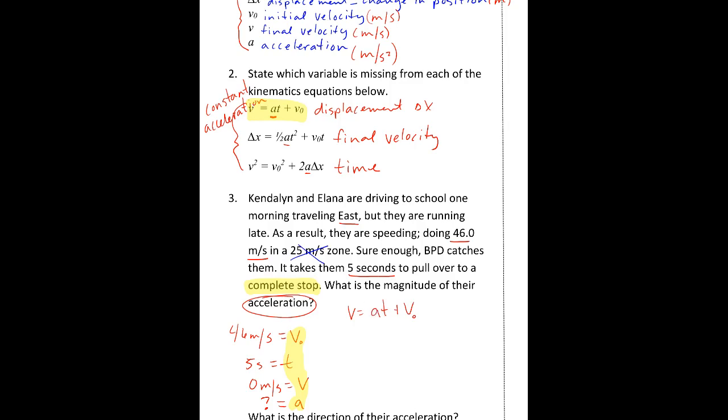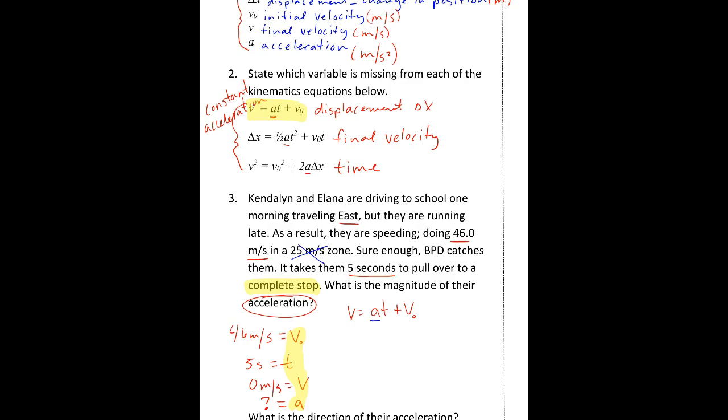AT plus V naught. Now I rearrange to solve for my unknown. And in this case, acceleration is my unknown. So this is where your algebra skills come in. I want to isolate A, which means I want to get A by itself on one side.